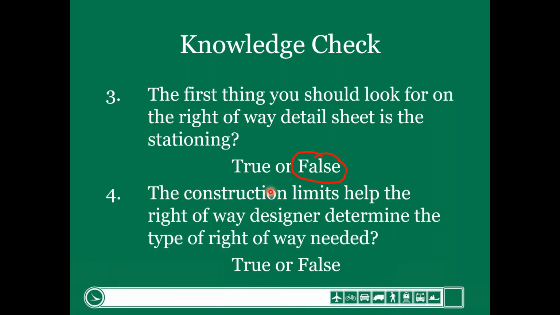All right. This is the only trick question. You could count the first one as a trick question, but this is the only trick question. The construction limits help the right-of-way designer determine the right-of-way needs, not the type of right-of-way. That's all the construction limits do. We as a designer have to look closer at the construction plans to determine what type of work is going to be done in order to determine the type of right-of-way we need. The construction limits alone don't necessarily determine the type of right-of-way. It just tells us what we actually need to acquire.